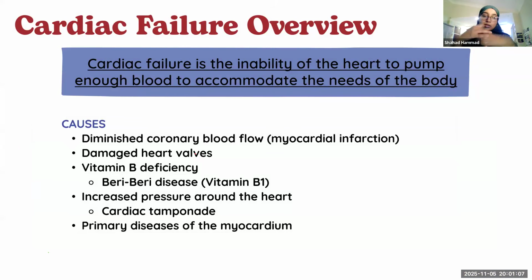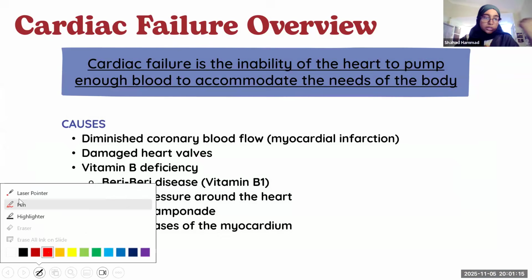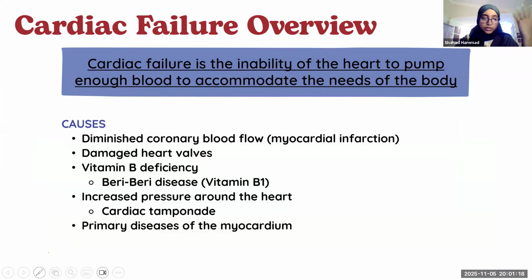And this could be because of the things we mentioned before, which is the diminished coronary blood flow, because of atherosclerosis, because of a spasm, because of a lot of different things. It can be because of damaged heart valves. So if the heart valves are kind of closing off, then this will decrease the outflow of blood, and hence we're going to have cardiac failure. We can also have vitamin B deficiency. This is more significant in your other lectures. So this is when the myocardial, or the heart muscles, are starting to fail because of vitamin B1 deficiency, and this will create cardiac failure.